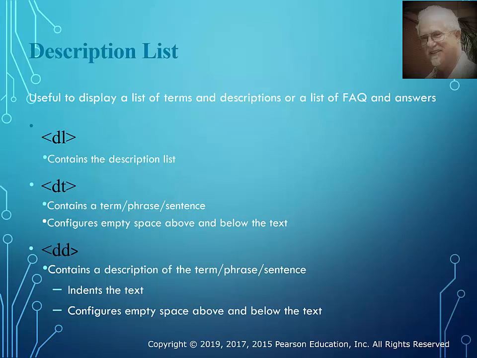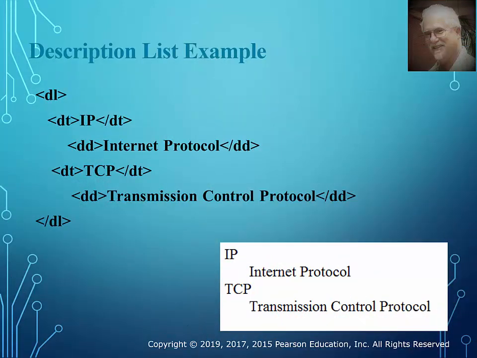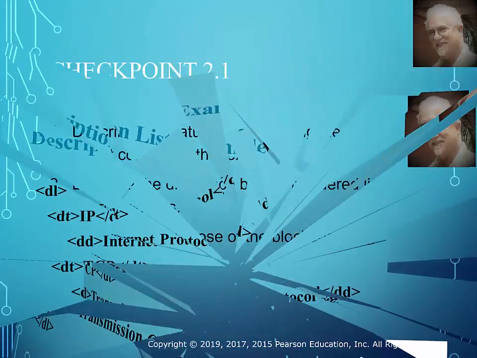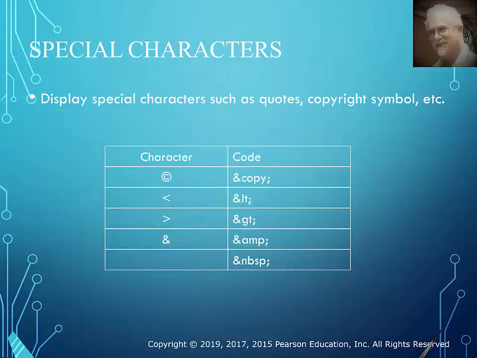Then you have a description list. It used to be called a definition list. This is a little bit different. You have 3 tags here. You have the DL, the DT, and the DD. What the bookends are is the DL. Here you see an example. Here's a DL, and the end of the DL. Then the definition term. Here you have IP, then the definition, if you will. Okay, so at this point we should be able to describe features of the heading and other elements. And I'll go on to special characters.